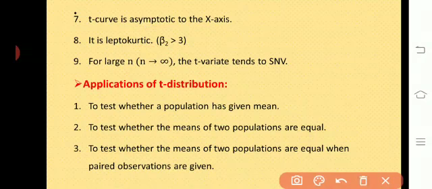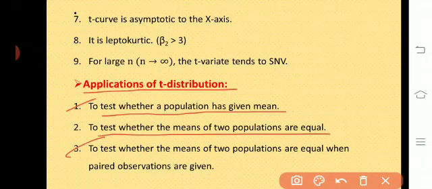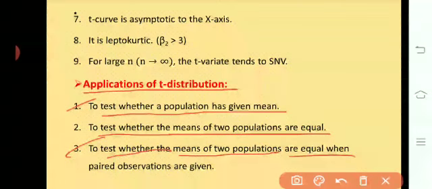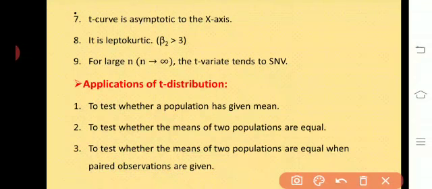Then there are some applications of t distribution. First application is to test whether a population has a given mean. Next is to test whether the means of two populations are equal. And the last application is to test whether the means of two populations are equal when paired observations are given. So these are the three applications of student's t distribution.